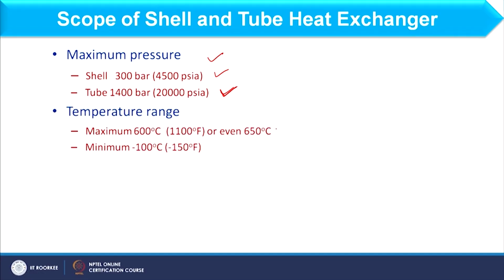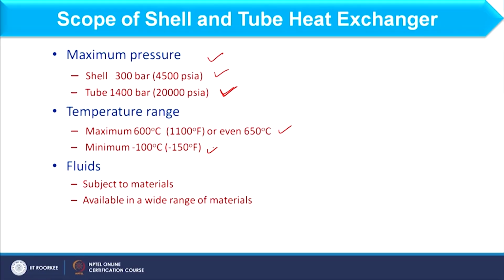And along similar lines, if I consider the temperature range, maximum is 600 degree Celsius or even 650, and minimum is -100. So, the complete range varies from -100 to 650, and that is huge. So, you can consider the utility of shell and tube heat exchanger.